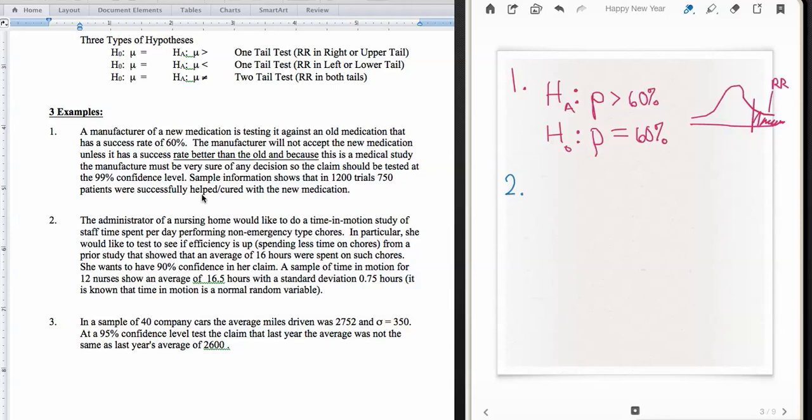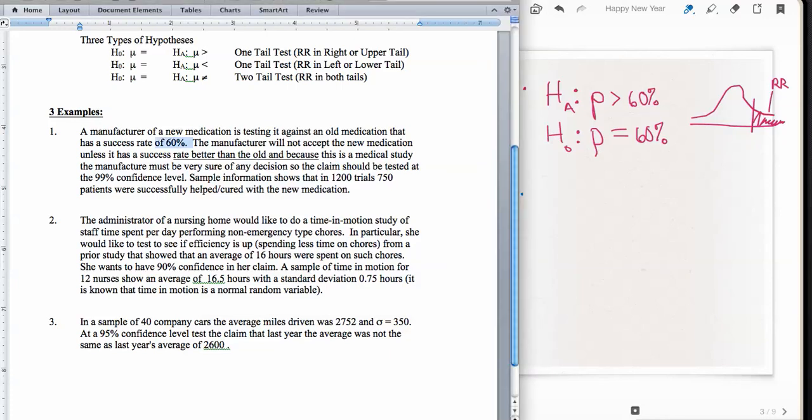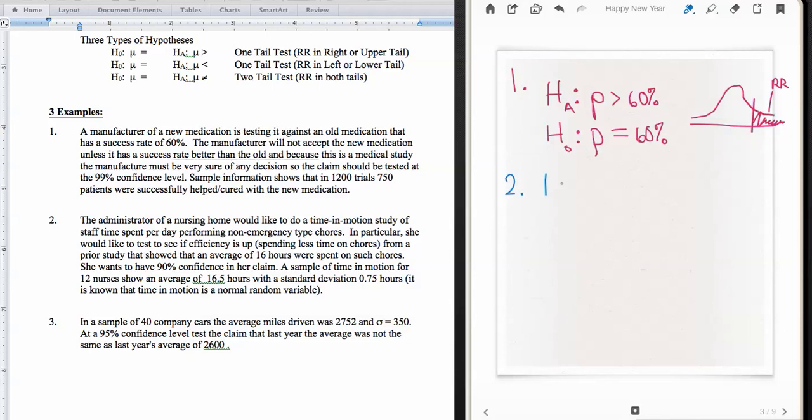Now, number 2, the administrator of a nursing home would like to do a time in motion study of staff time spent per day performing non-emergency type chores. In particular, she would like to test to see if efficiency is up. Now, mind you, efficiency is up means spending less time on chores. Spending less time on chores, that is going to be our alternative hypothesis. And what we're looking at is time. Well, time is a quantitative piece of data, right? So this is talking about mu's.